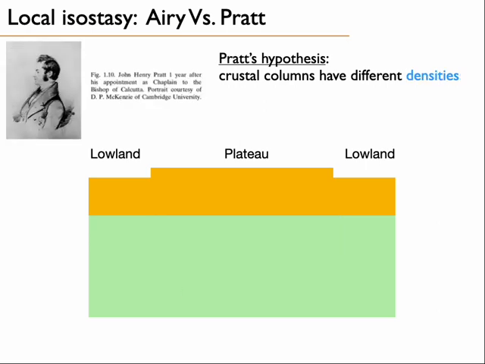In the hypothesis of Pratt, we still try to explain this difference in altitude between a plateau and a lowland, but we now introduce a hypothesis that the crustal density varies laterally. So we have one crustal density for the plateau and one crustal density for the lowland, rho C1 and rho C2. There is still mantle below of density rho m.